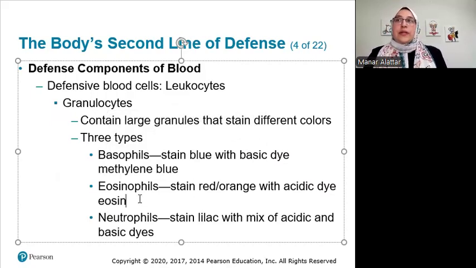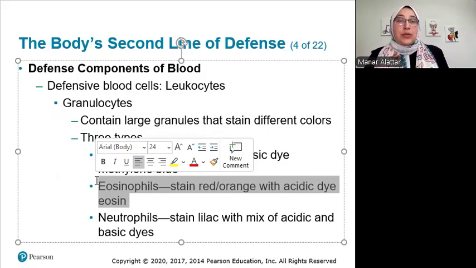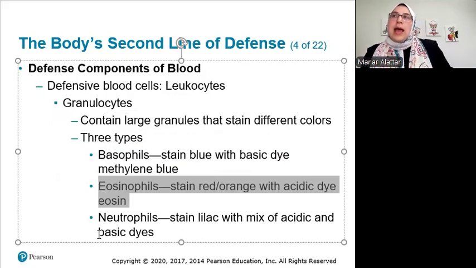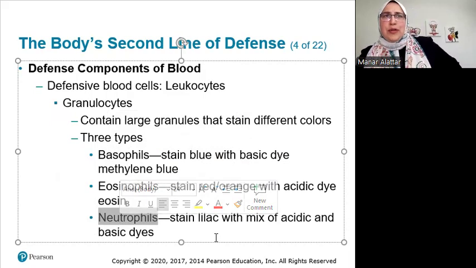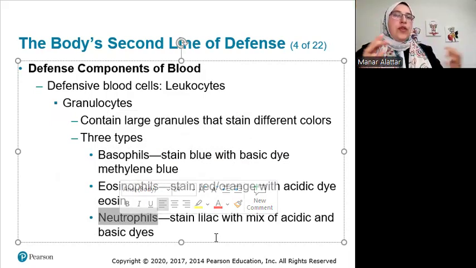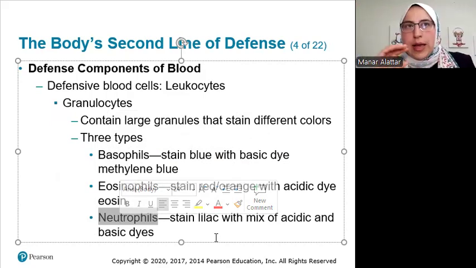And then eosinophils, we said they're capable of phagocytosis, but they also have the capacity to actually inject some of those chemicals into a parasite that's too large to actually engulf. And then neutrophils, we said, are basically professional at phagocytosis. They just come in and engulf pathogens. And we'll talk more about how the process of phagocytosis happens.